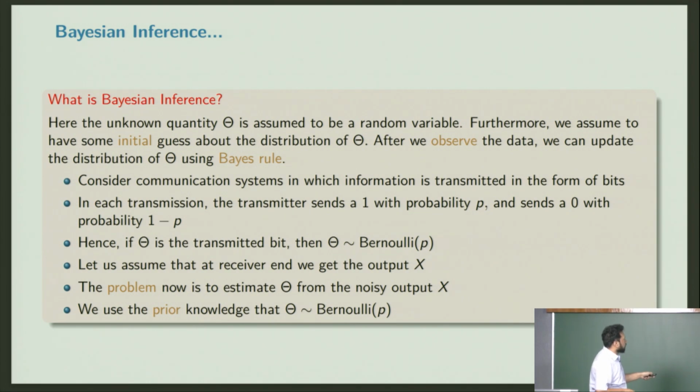Let us see a small example. Consider a communication channel in which the information is transmitted in the form of bits. In each transmission, the transmitter sends 1 with probability p and sends 0 with probability 1 minus p. Hence, if theta is the transmitted bit, we can already assume a prior to be Bernoulli, because it's transmission of bits, with some probabilities, like a coin toss.